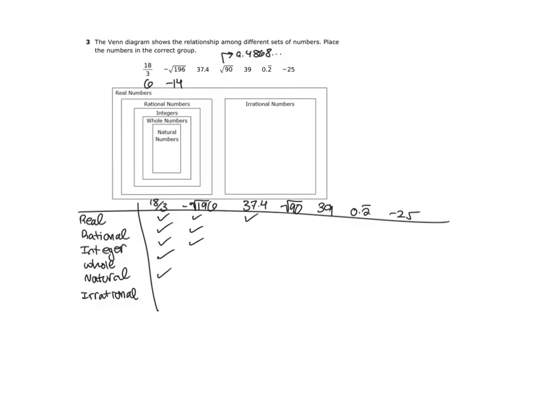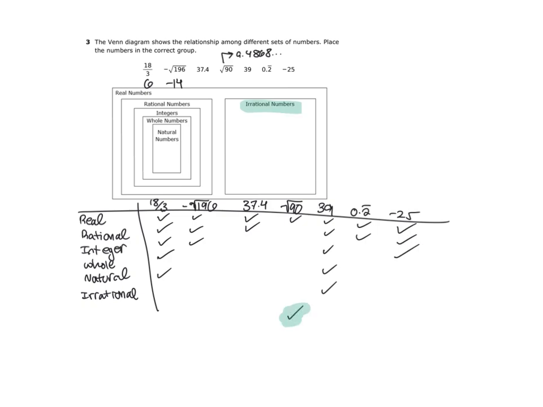37.4 is real and rational, but it's not an integer. The square root of 90 is real, but it is not rational. In fact, it is irrational. 39 is real, rational, integer, whole, and natural. 0.22222222222 is real and rational. And negative 25 is real, rational, and integer.